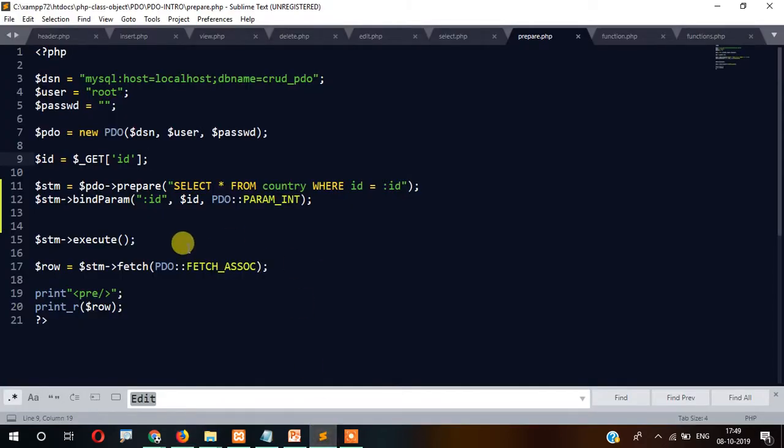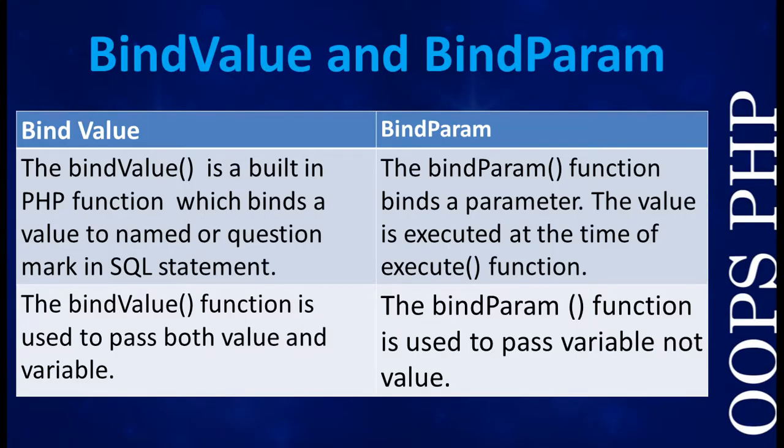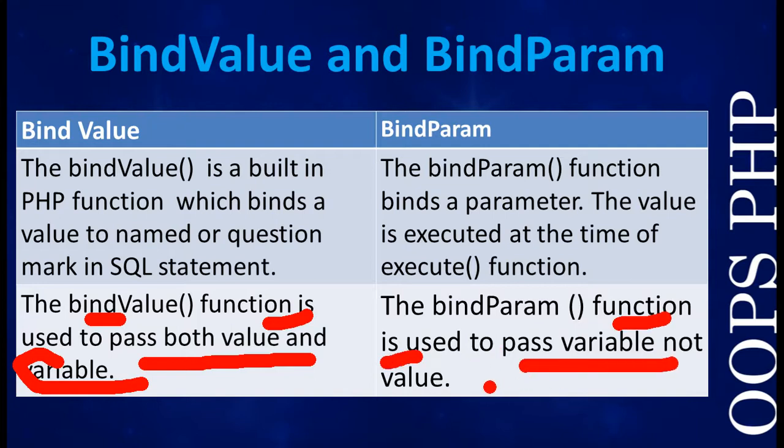Now we will see the difference between bind value and bind param. In case of bind value, it is a built-in PHP function which binds a value to a named or question mark placeholder in the SQL statement. The bind param function binds a parameter and not the value. The value is evaluated at the time of the execute function. The bind value function is used to pass the value, and the bind param function is used to pass the variable and not the value.